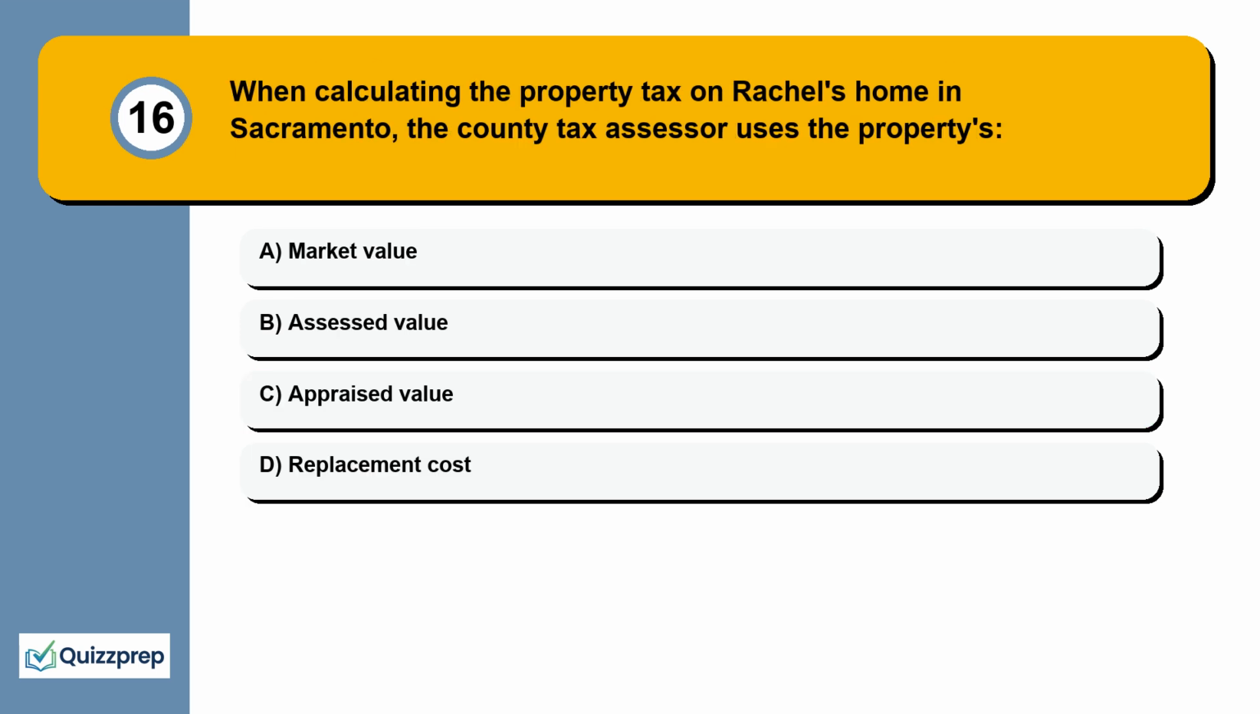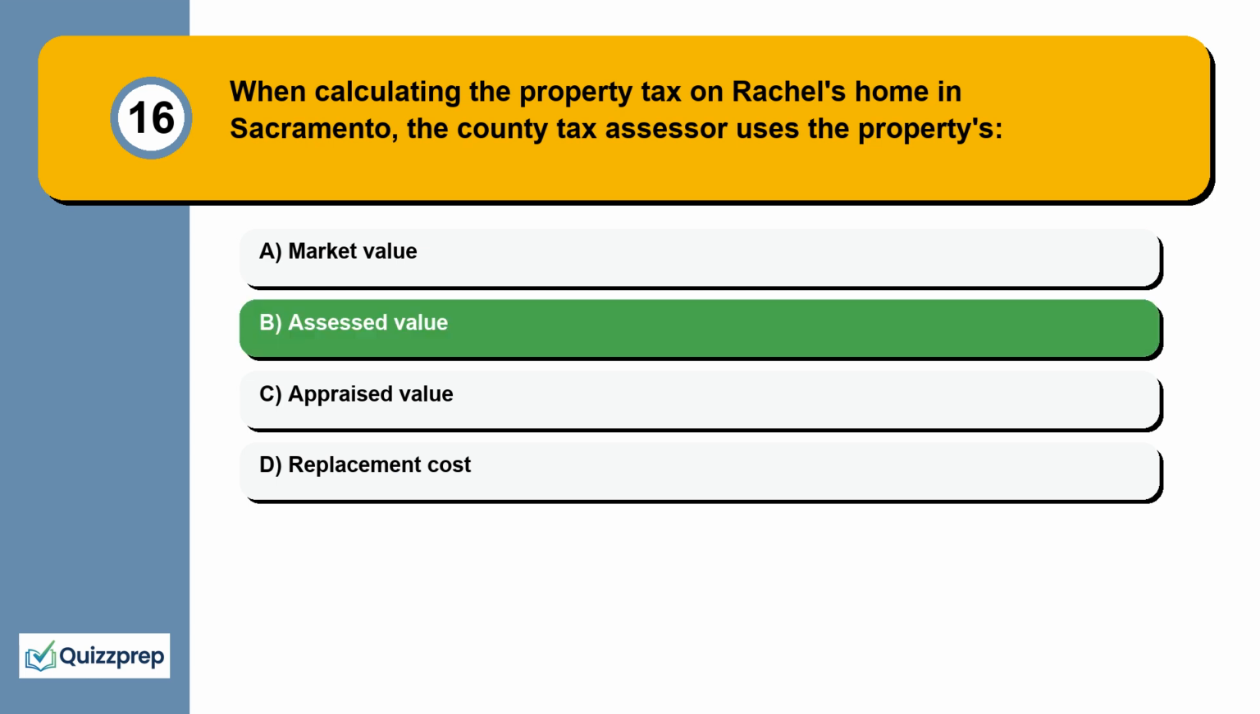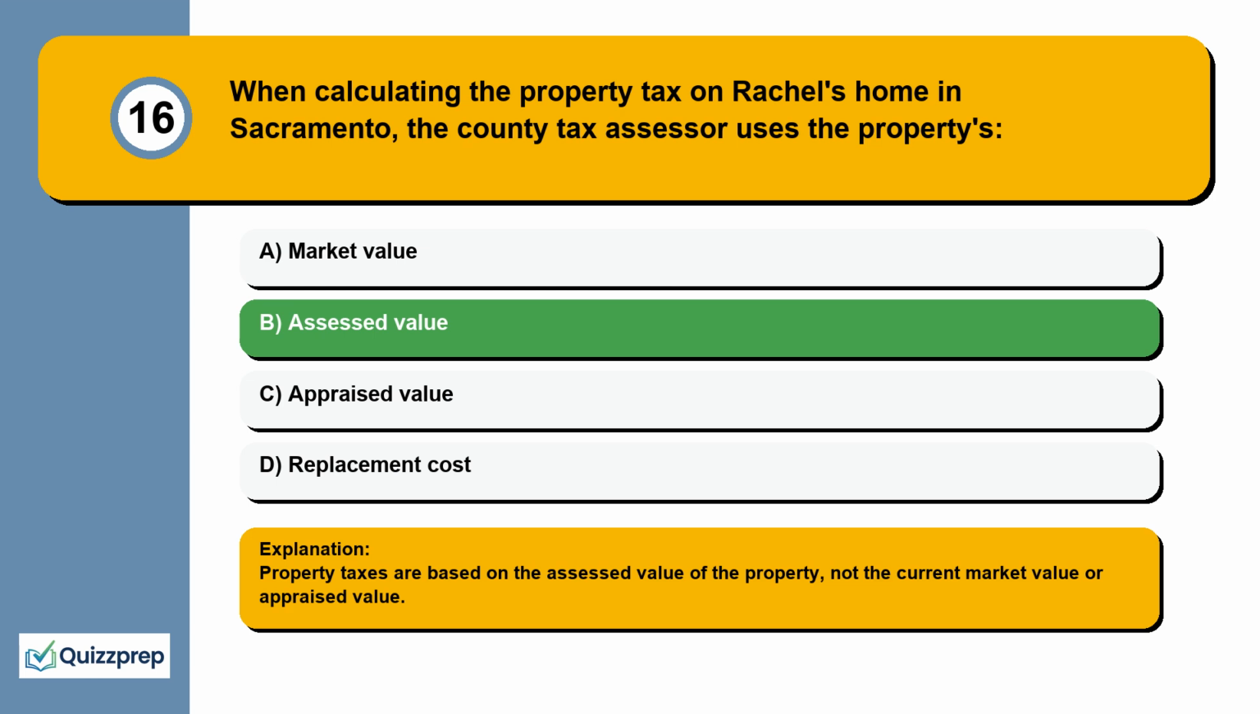Question 16. When calculating the property tax on Rachel's home in Sacramento, the county tax assessor uses the property's market value, assessed value, appraised value, replacement cost. Property taxes are based on the assessed value of the property, not the current market value or appraised value.